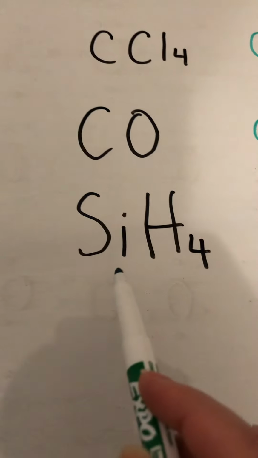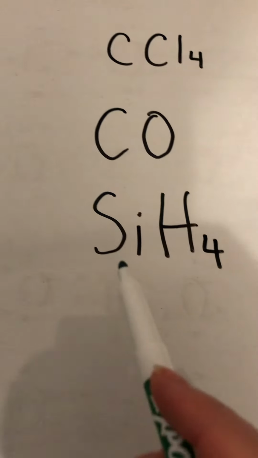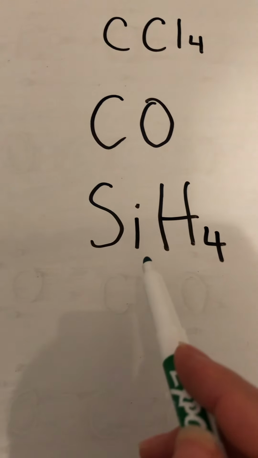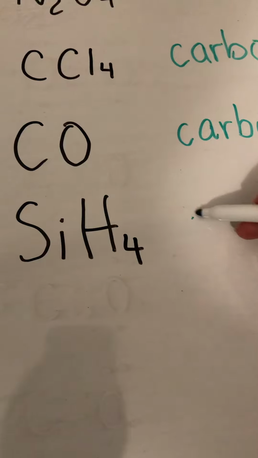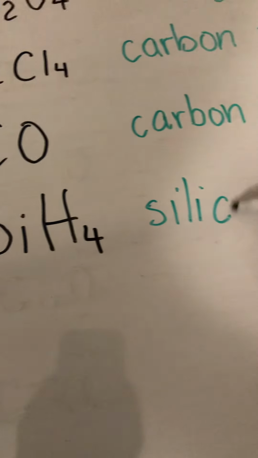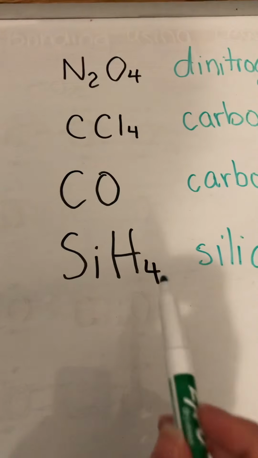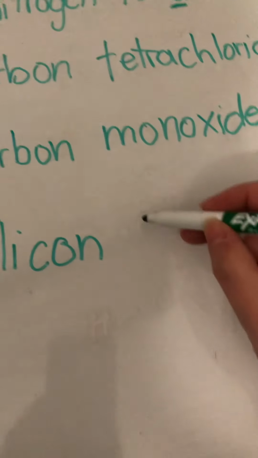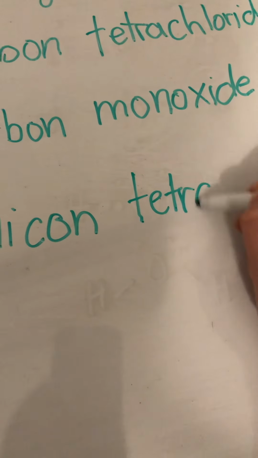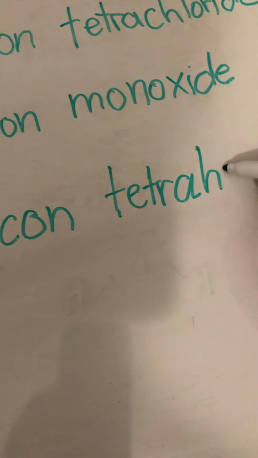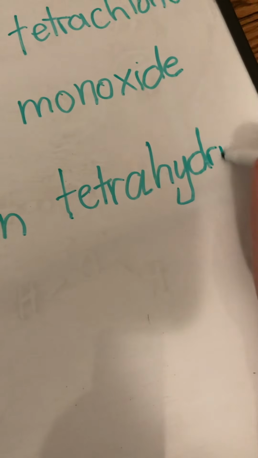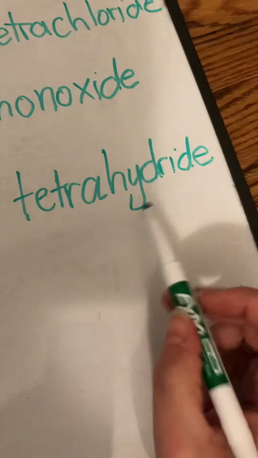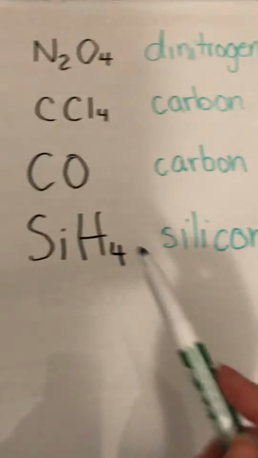Last one, we have silicon and we have hydrogen. How many atoms of silicon? 1. Remember, we never write mono for the first one. So that one is just silicon, and then 4, which is tetra. And then it's hydride. So hydrogen, we drop the ending and we change it to -ide.